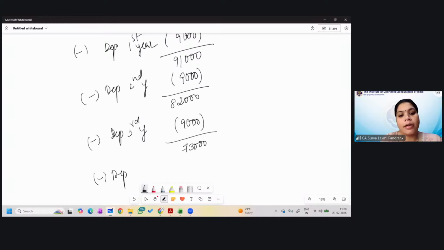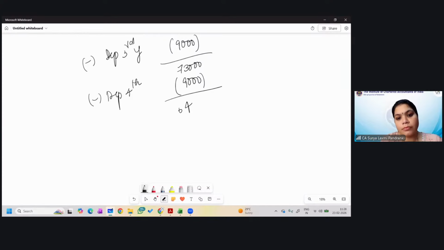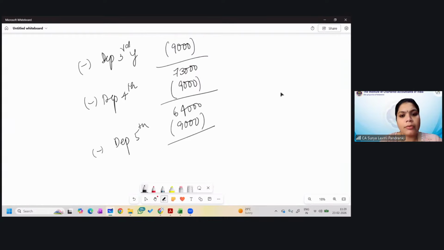Minus depreciation for fourth year 9,000. This is how much? 64. Minus depreciation for fifth year 9,000. This will be 55 or 56. I think I got 56 also, a few people. I think it's 55 only, if I'm not wrong.